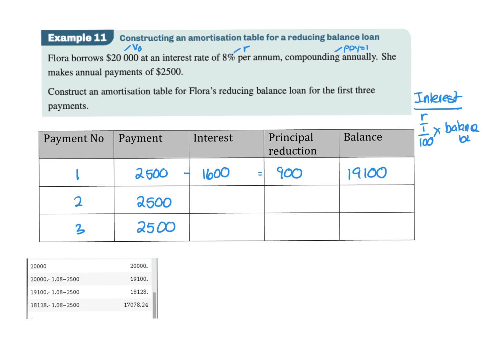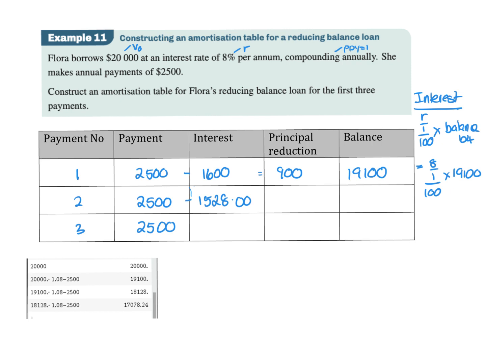Can I just write the word B4? That means the balance before. Sorry, I'm getting a little bit lazy here. So it'd be 8 over 1 over 100 times the balance before, which would be 19,100, and that's how I end up with 1528.00. You will get less interest to pay because you did reduce your loan a little bit. So you should see that going down.